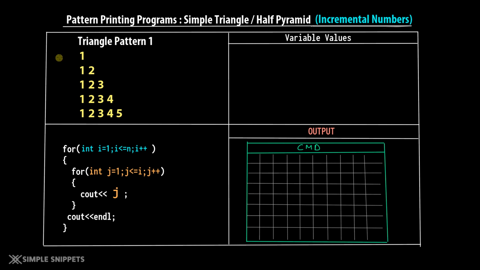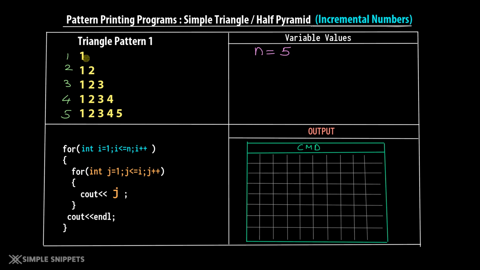As I said, we have 5 rows: 1, 2, 3, 4 and 5. This can change depending upon what the user wants, what you want to print. The number of rows is usually determined by the variable n. So let's write 5, correct? This is something that we are assuming in this example, but this can change.